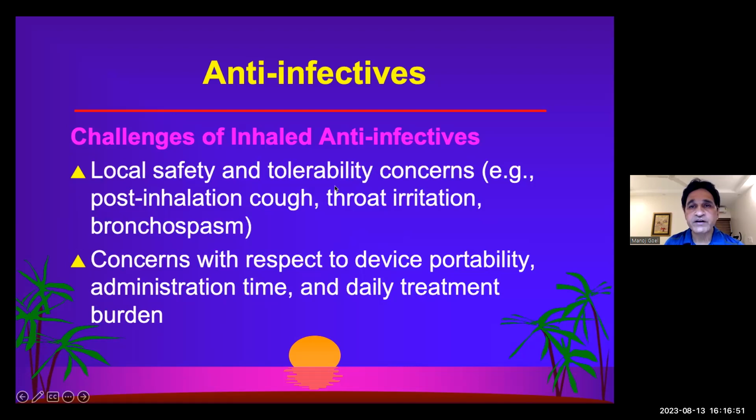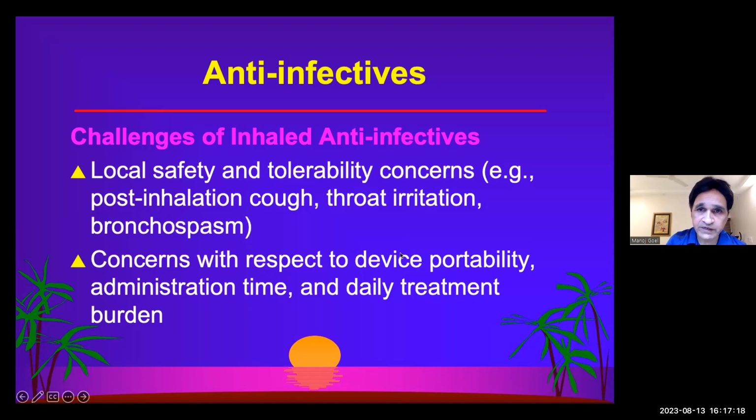There are also local safety and tolerability concerns. For example, there is post-inhalation cough and throat irritation, which is not uncommon in patients with inhaled anti-infectives. Especially in asthmatics, people do develop reflex bronchospasm and coughing. So one has to be careful, especially with the first dose of administration, where the chances are much higher, and over a period of time, tolerability develops and these complications may become less.